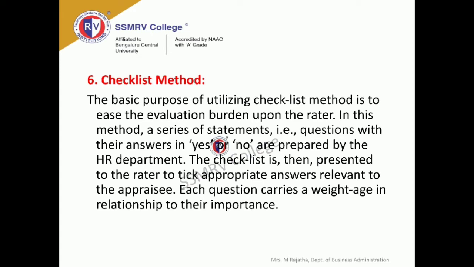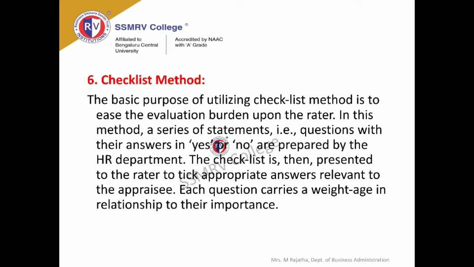Sixth one, checklist method. The basic purpose of utilizing the checklist method is to ease the evaluation burden upon the rater. In this method, a series of statements, that is questions with their answers in yes or no, are prepared by the HR department. The checklist is then presented to the rater to tick appropriate answers relevant to the appraisal. Each question carries a weightage in relationship to its importance. It is one of the simplest forms of evaluation method.